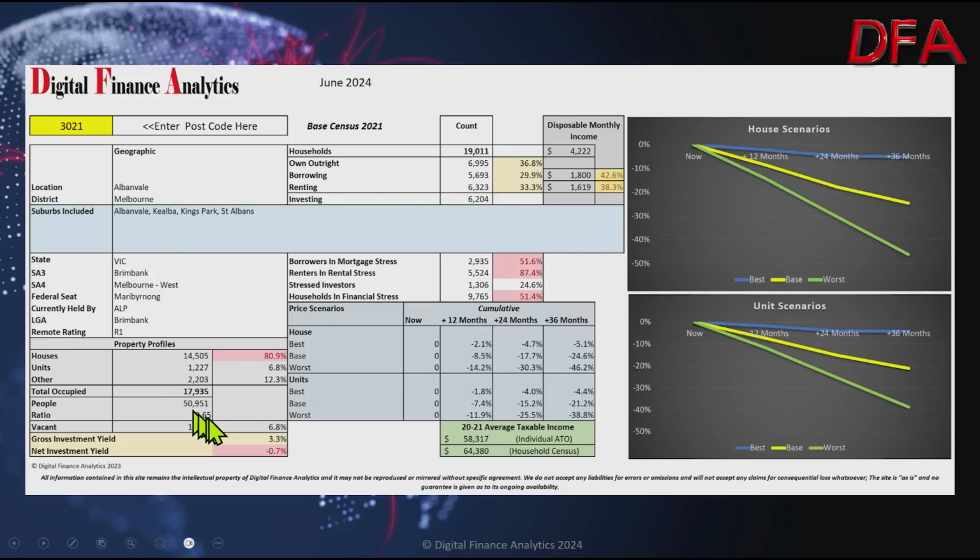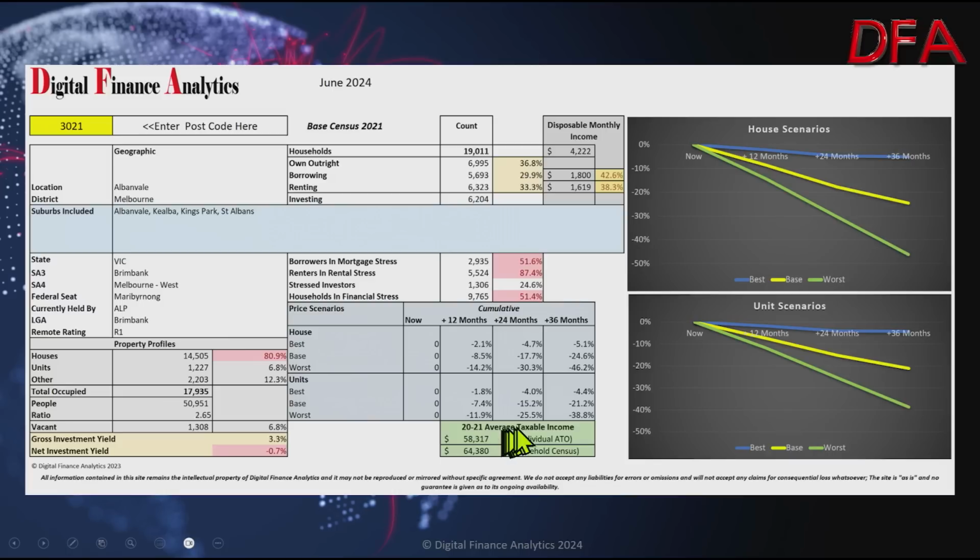People ratio is quite high there, mostly households with families. Vacancy rates are 6.8%. Gross investment yield is 3.3%, but the net investment yield is a horrible minus 0.7%. So many investors are underwater, not surprising given those statistics.